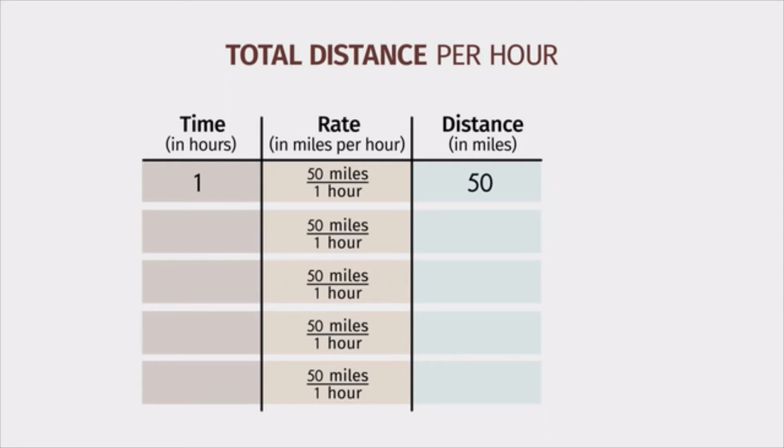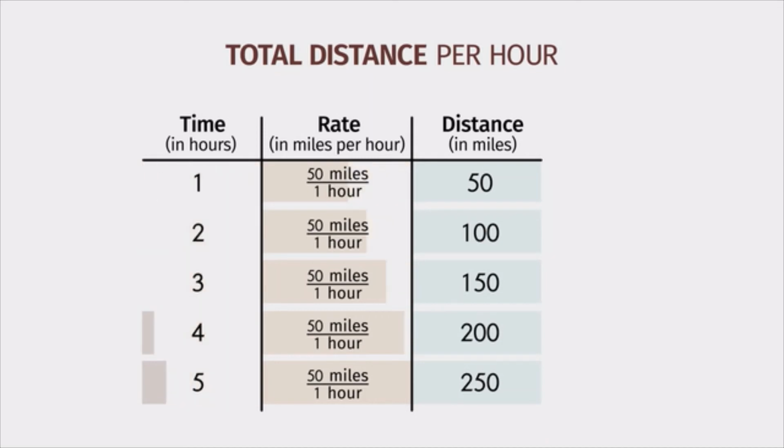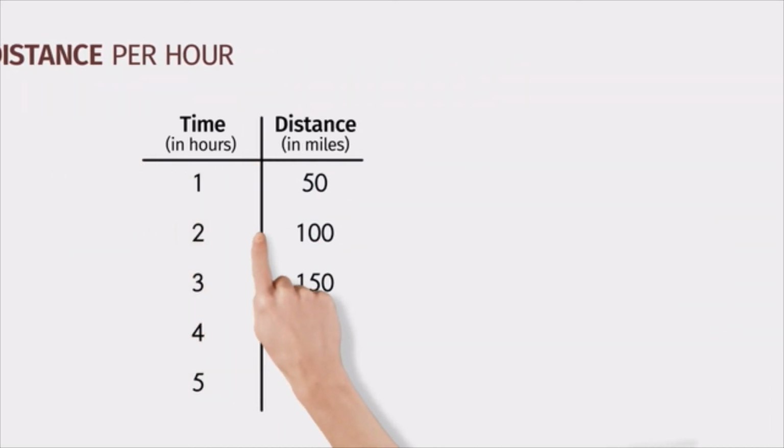To find out how far the pigeon will have flown after 2 hours, we just have to multiply the rate by 2. If the pigeon flies for 3 hours, we can simply multiply our original rate by 3 to find out that the pigeon will have traveled 150 miles. We can continue this process, filling in our table as we go. Okay, looking good. But to get an even better understanding, let's graph the data from the table.